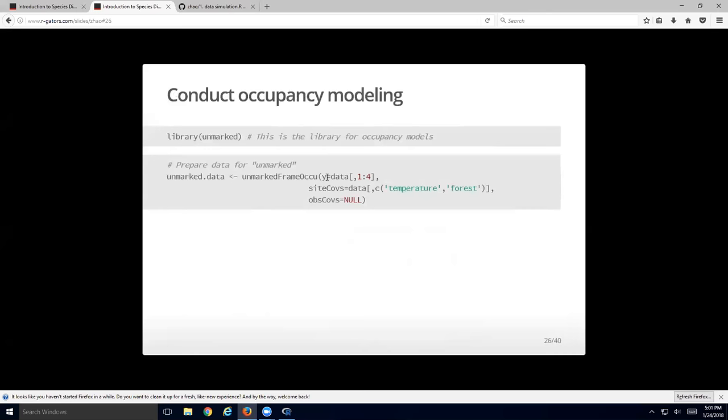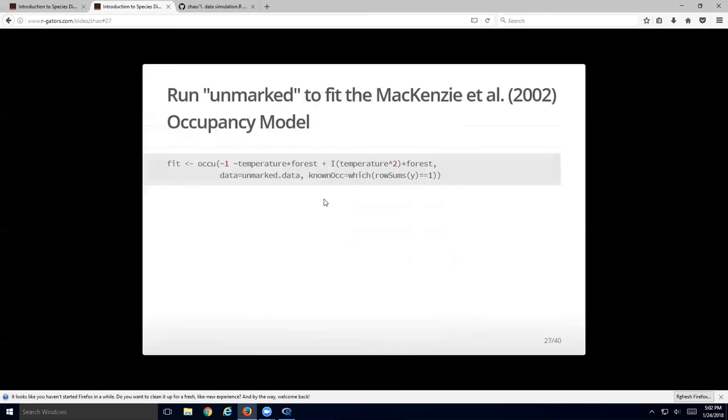But overall, for the observation, we use the original observations. That's the first 4 columns in our data. Then we have those covariates. We don't have any observation covariates here. We will assume that the observation probability is a constant. That's an assumption of the original occupancy model, but obviously you can extend that.